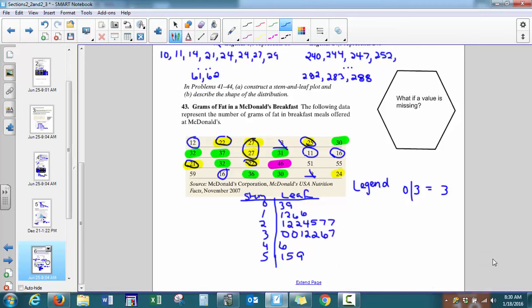So here's our completed stem and leaf plot. In order for your stem, the leaves are also in order from least to greatest. What if a value is missing? Then what we would do is we would put that number there, but we just wouldn't put a number behind it. And I'm just making up an example here.